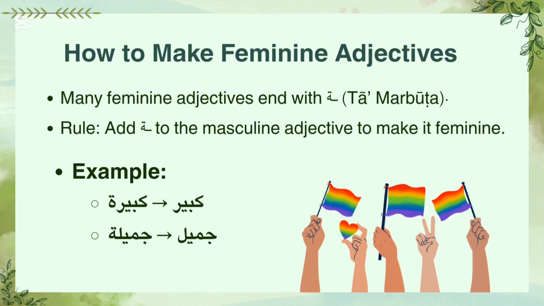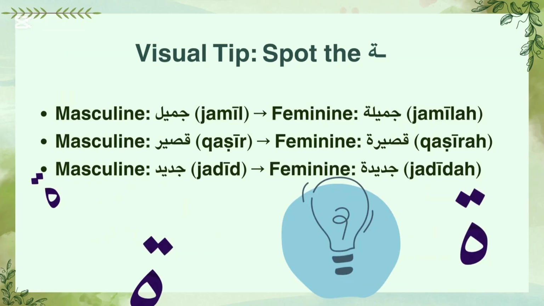Then we have Jamil. If we change Jamil, it will be Jamila. Here we have some more examples: Jamil, Jamila, Kasir, Kasira, Jadid, and Jadida. The difference is only the ta marbuta. This letter ta marbuta doesn't change the meaning of the word, but it changes the gender of the word.